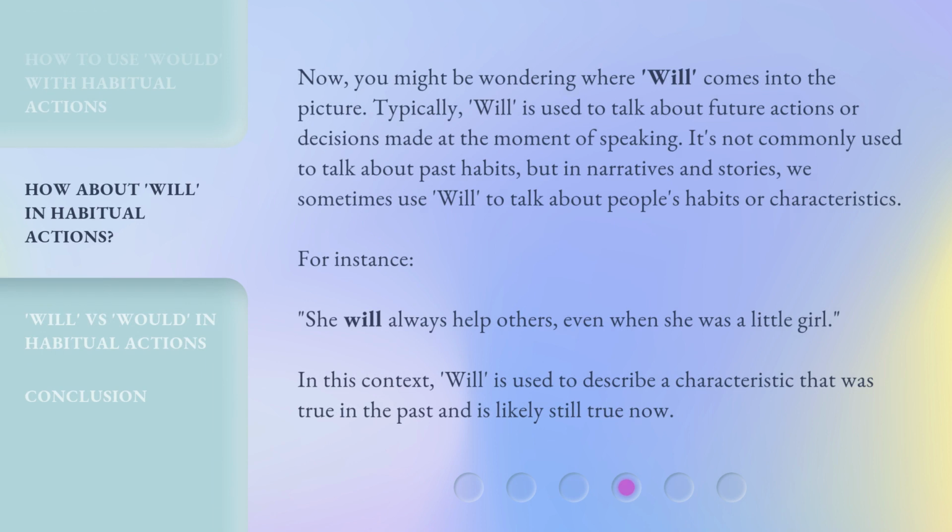Now, you might be wondering where will comes into the picture. Typically, will is used to talk about future actions or decisions made at the moment of speaking. It's not commonly used to talk about past habits, but in narratives and stories, we sometimes use will to talk about people's habits or characteristics. For instance, she will always help others, even when she was a little girl. In this context, will is used to describe a characteristic that was true in the past and is likely still true now.